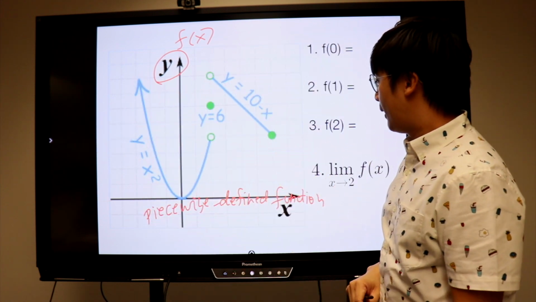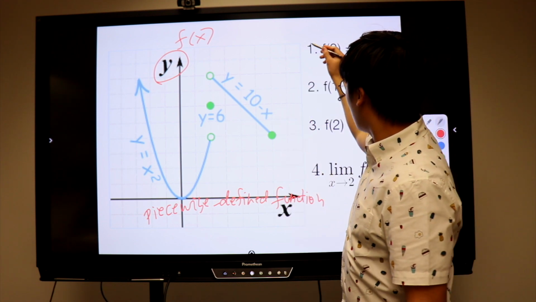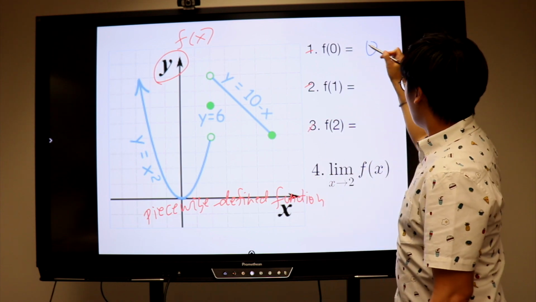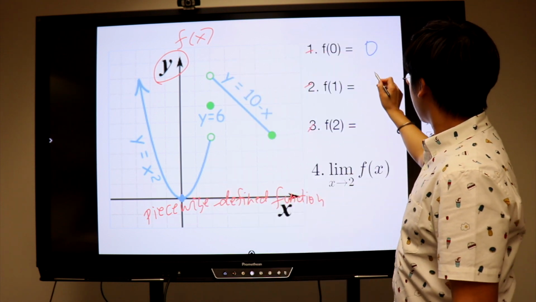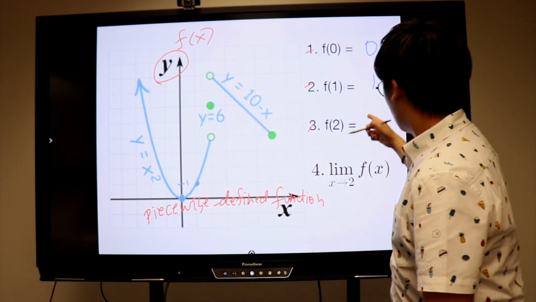So, since we're looking for 1, 2, and 3, and they're still simple, right? Because you can solve this easily. What is f of 0? 0. What is f of 1? 1. Yes. What is f of 2?